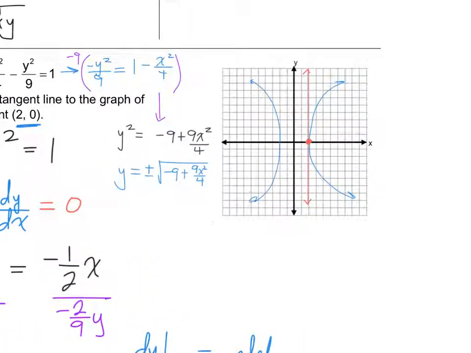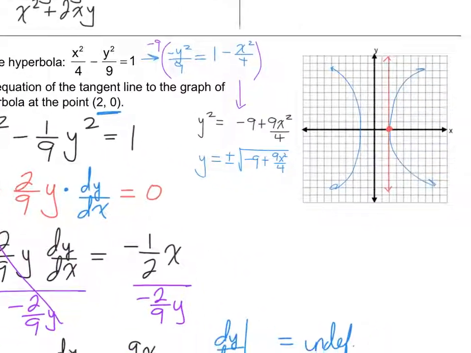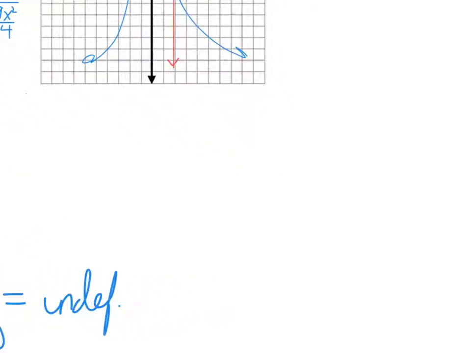Now, this question is asking us to find the equation of the tangent line to the graph. All right, so the equation of the tangent line is a vertical line. I don't need a point slope form or anything complicated. It's just a line x equals 2. The vertical line x equals 2.